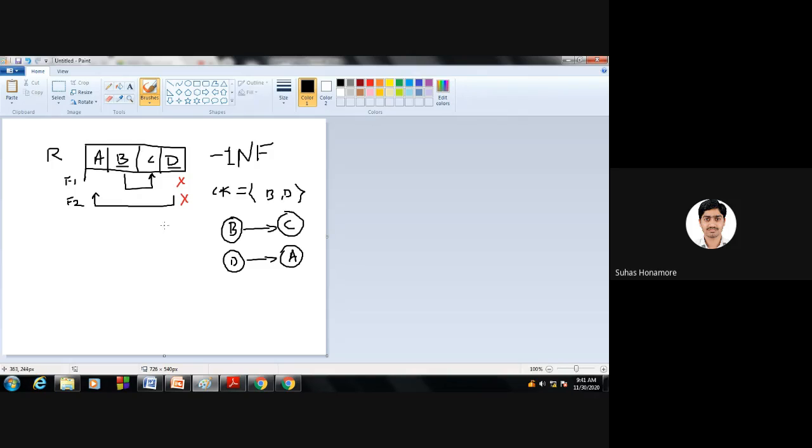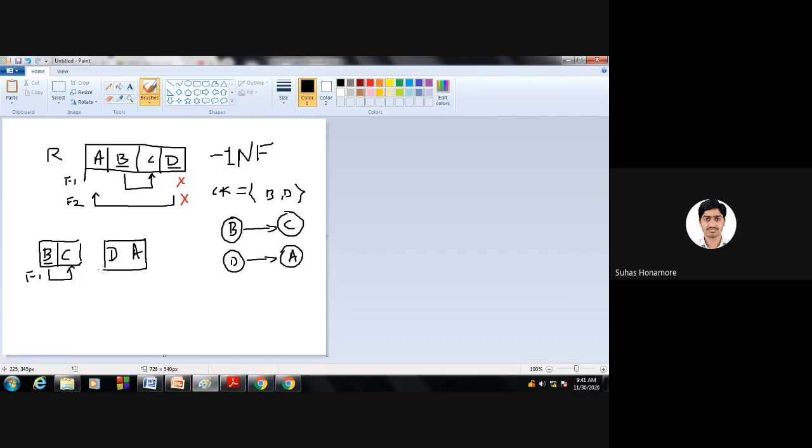Whatever partial dependency is there, you have to remove it. So B to C, whatever we have, we will remove it, and D to A also we will remove it. We'll form a single table, B to C, that is F1. And the second table we are forming.